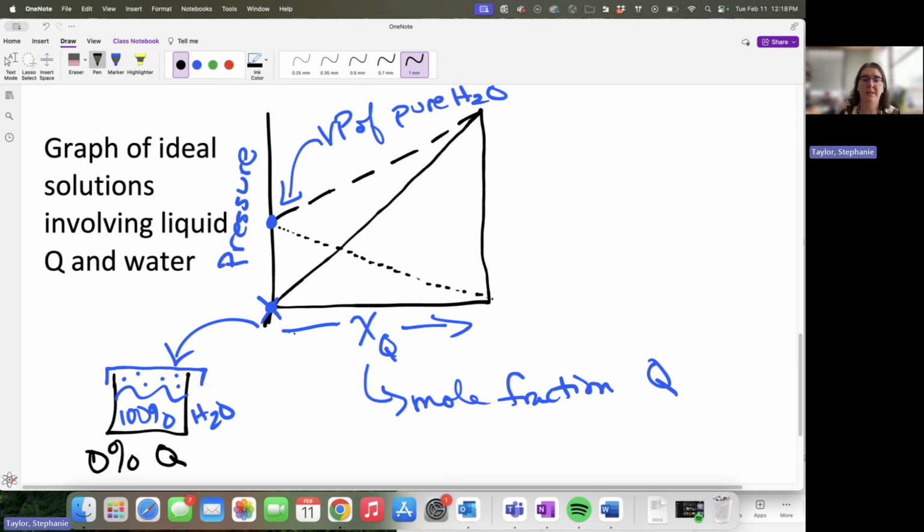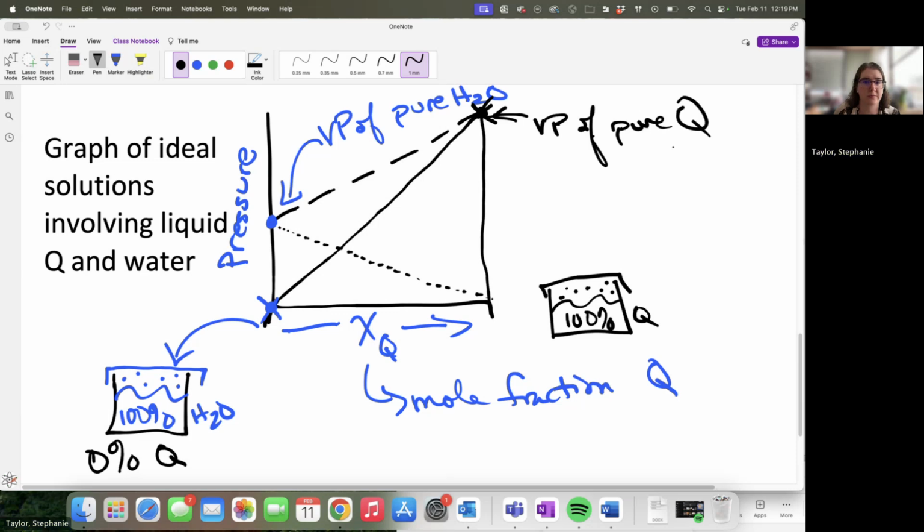So that's one point on the graph. Well, if we have a place where it's 0 Q, but 100% water, we certainly on the complete opposite end have a point where in solution, it is 100% Q. The only thing in here is Q, nothing else is in here. There is no water. The only thing present is Q. So that means that this point over here, where this solid line touches the y-axis here, is the vapor pressure of pure Q.